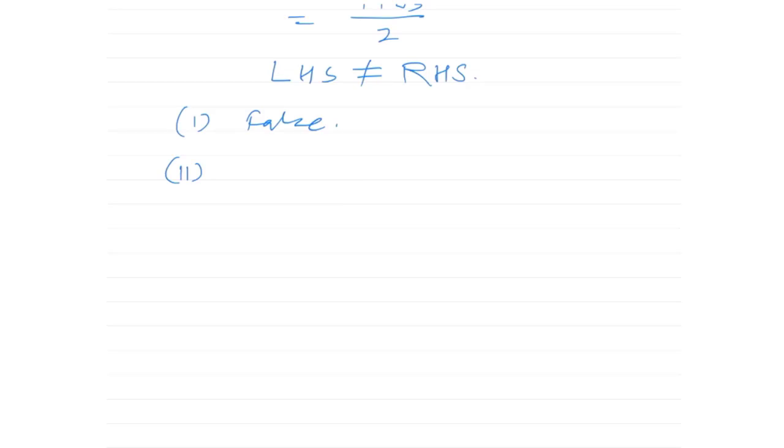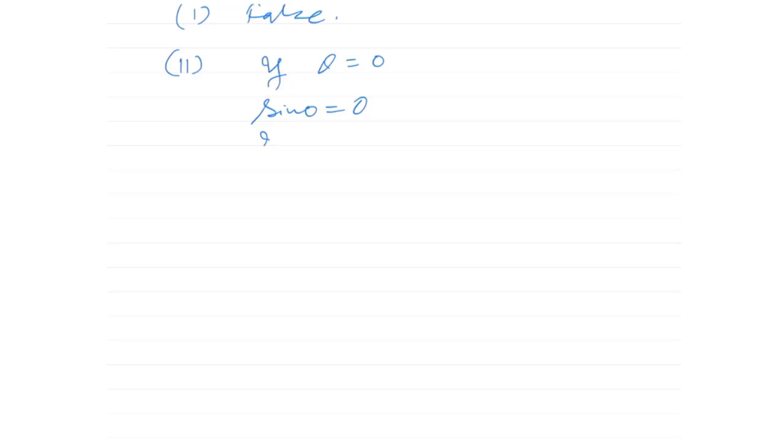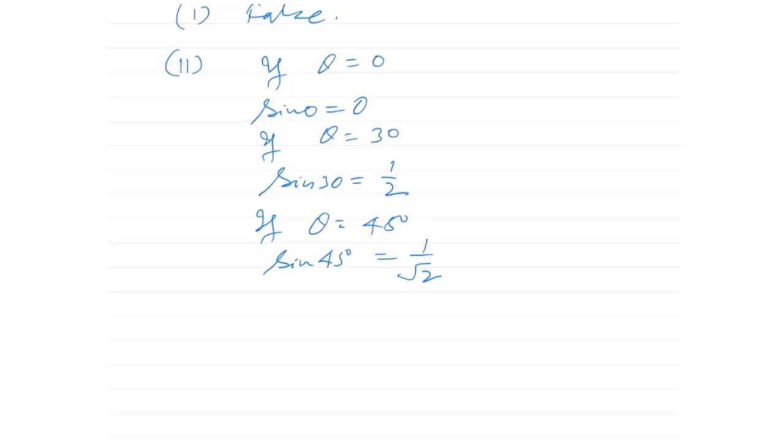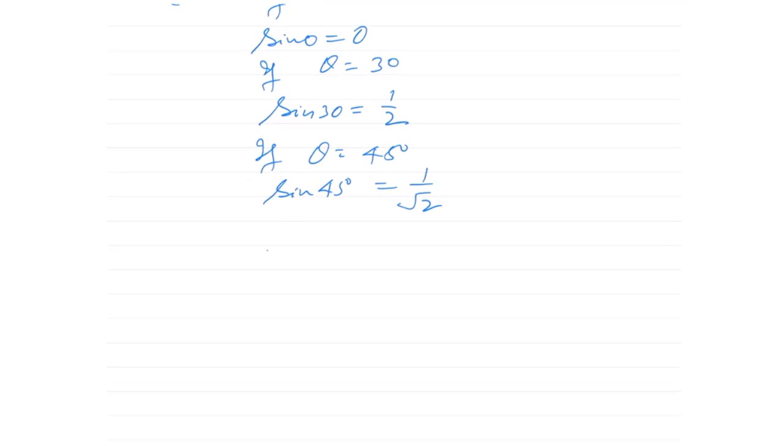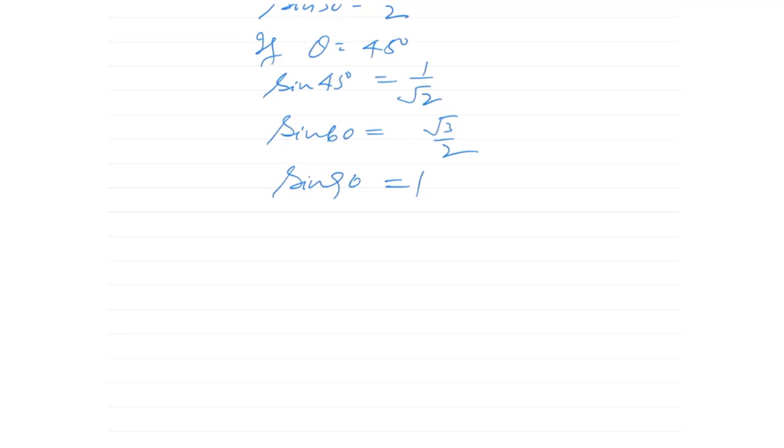In second, the value of sin theta increases as theta increases. Now check: if theta is equal to 0, the value of sin 0 is 0, and if theta is equal to 30 degrees, sin 30 degrees is equal to 1 by 2, and if 45 degrees, sin 45 degrees is equal to 1 upon root 2. And if theta is 60 degrees, sin 60 degrees is root 3 by 2, and sin 90 degrees is 1. So here we can easily see that when theta increases, the value of sin theta also increases. So this is true.